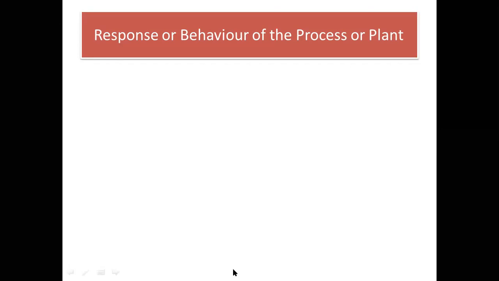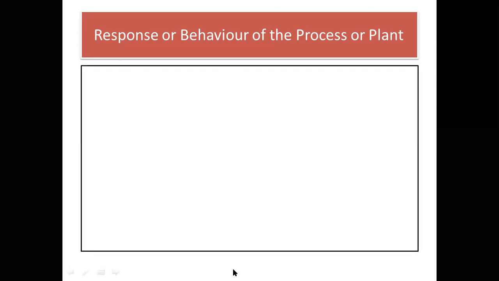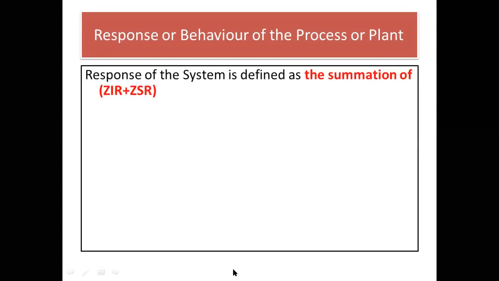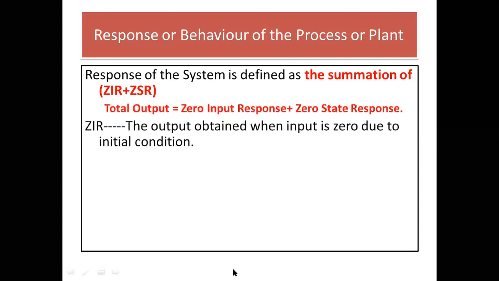Okay, so the response or behavior of the process or plant depends upon the ZIR plus ZSR. ZIR is the zero input response, and ZSR is the zero state response. Okay, what actually is a ZIR? Zero input response means the output obtained when the input is zero, due to initial conditions. It means that you are not providing any input, and even though you are getting an output.